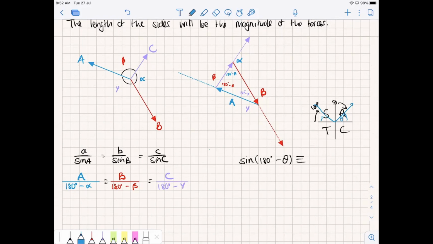If this is theta over here, this is just 180 degrees minus theta. And we learned in trigonometry that this is just the same as sine of theta. Which means if you have a look at our equations there, all of those are 180 degrees minus something, and I've very naughtily forgotten to put sine in front of all of those angles. This is the sine rule, so it should be sine of 180 degrees minus alpha.